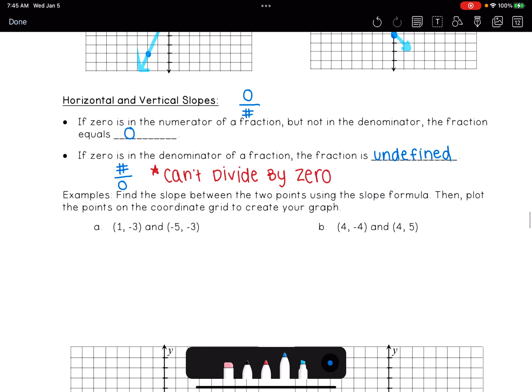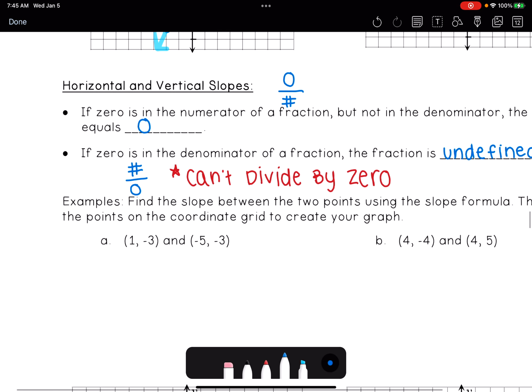There's another way to remember this. 0 divided by a number is like O divided by K, so that's OK. It equals 0. A number divided by 0 is like N over 0 for no, so that's undefined. That's just a little trick.